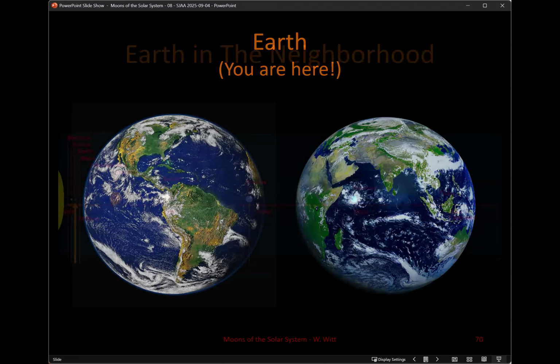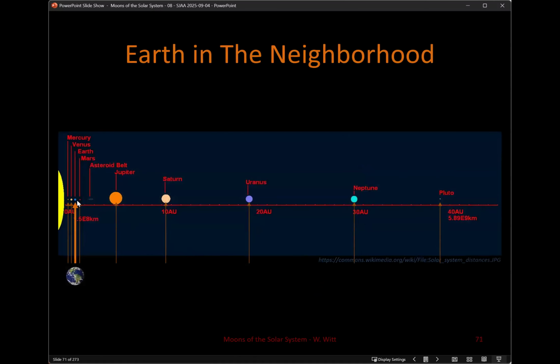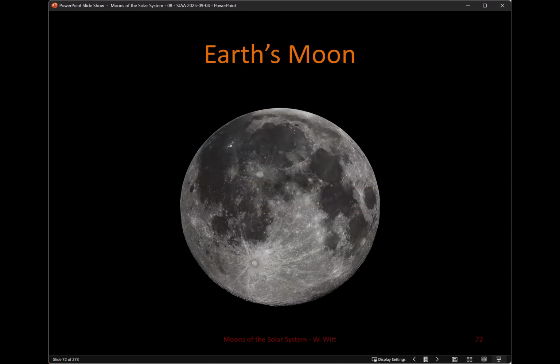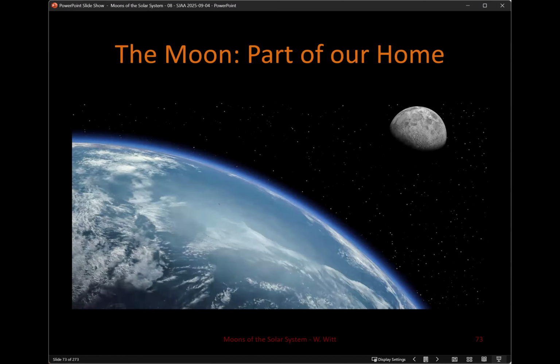And of course, yep, third planet from the sun, and we know that the Earth has a moon, right? We see it all the time. And since this is our own moon, in a way, it's the most important one, right? So we'll talk about this one for a while here. It's definitely part of our home. It's an important part of our cosmic neighborhood.